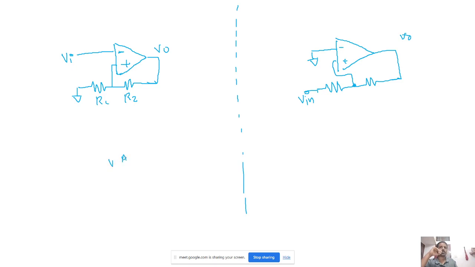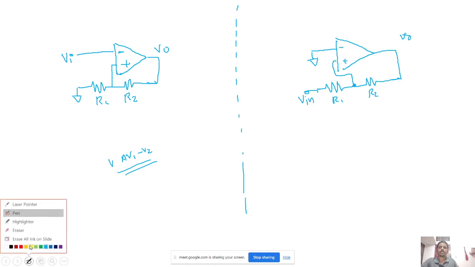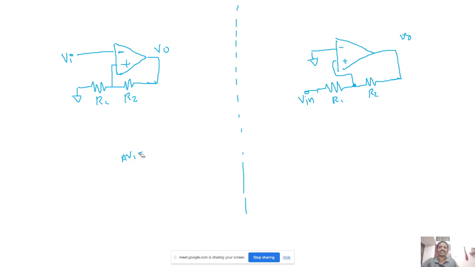V equal to A times V1 minus V2. Okay. Correct. This one, R1 and R2. Oh, let me check. I don't know. Yeah, I understood, but I don't know why. But I'll check.